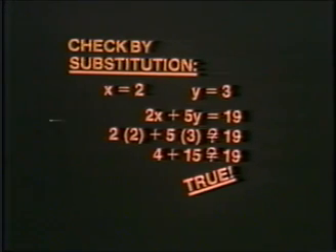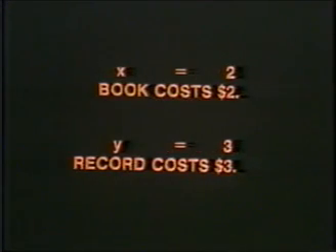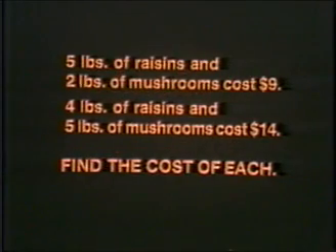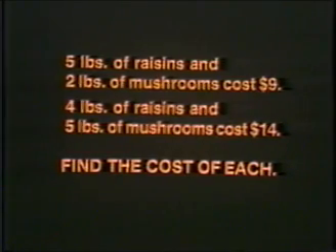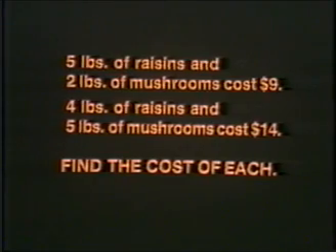For the first equation, it works. For the second equation, it works. We've got it. We know that the books cost $2 apiece and the records cost $3. Now here's one for you. Name the two variables, translate the problem into algebra, draw the two graphs, read off the point where they intersect, and come back with your answer.